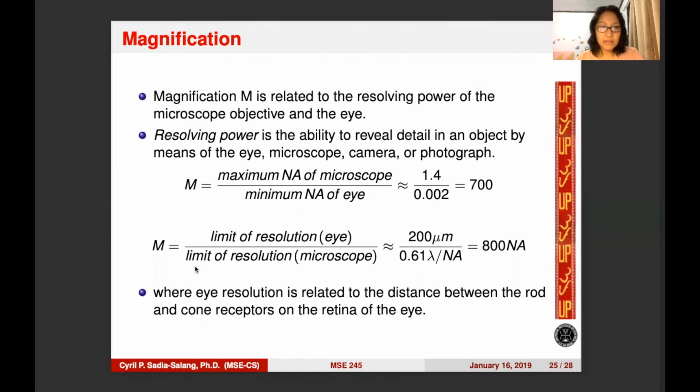M is also derived by using the limit of resolution of the eye divided by the limit of resolution of the microscope. In this case, we use the numbers 200 micrometers divided by 0.61 lambda divided by numerical aperture. Here, the eye resolution is related to the distance between the rod and cone receptors of the retina of the eye.